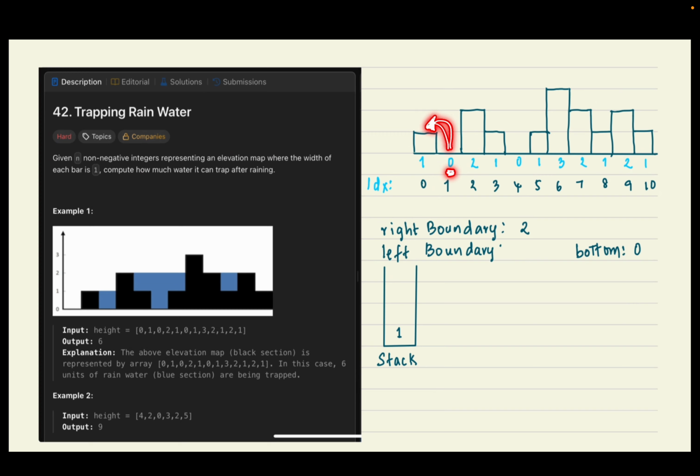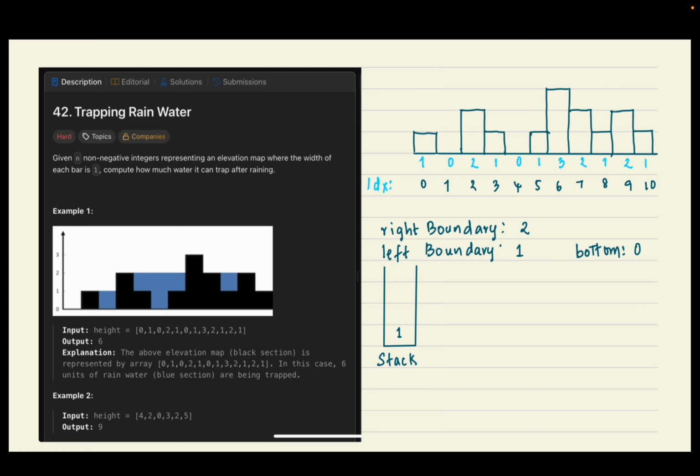Previous building is 1, which is actually stored in my stack, right? My stack contains the previous building for 0. Now the top of my stack is 1, which is actually higher than 0. That means the top of the stack will be acting as a left boundary, right? So I will be having 1 as my left boundary now.